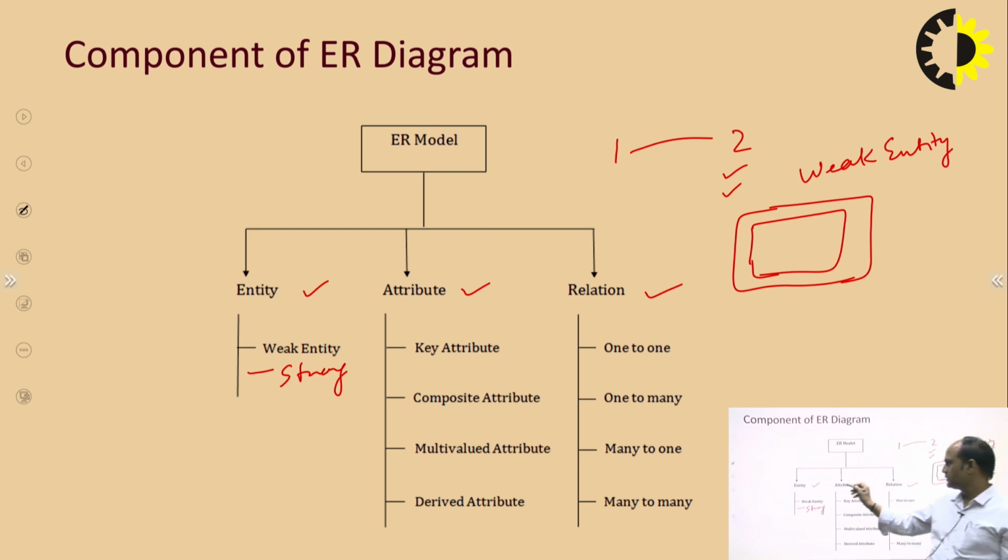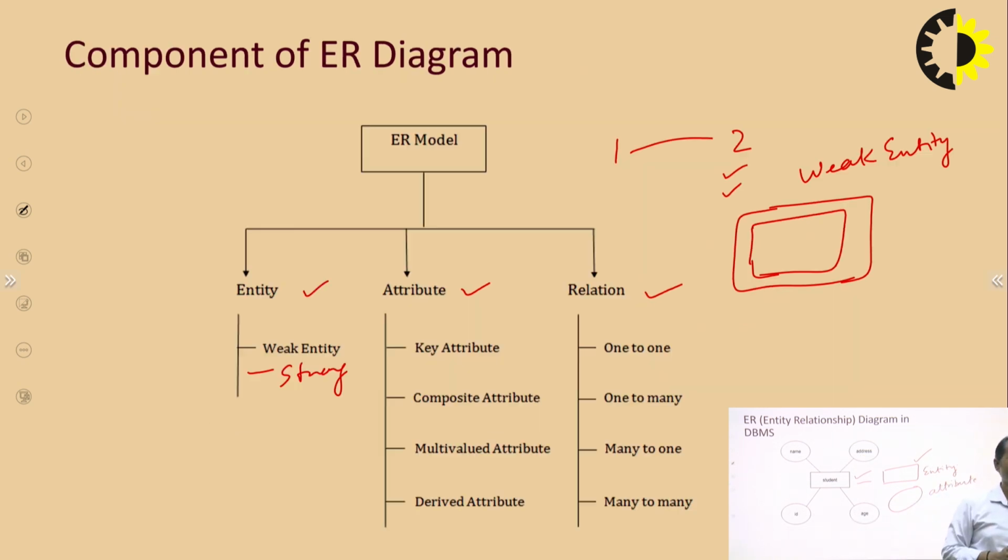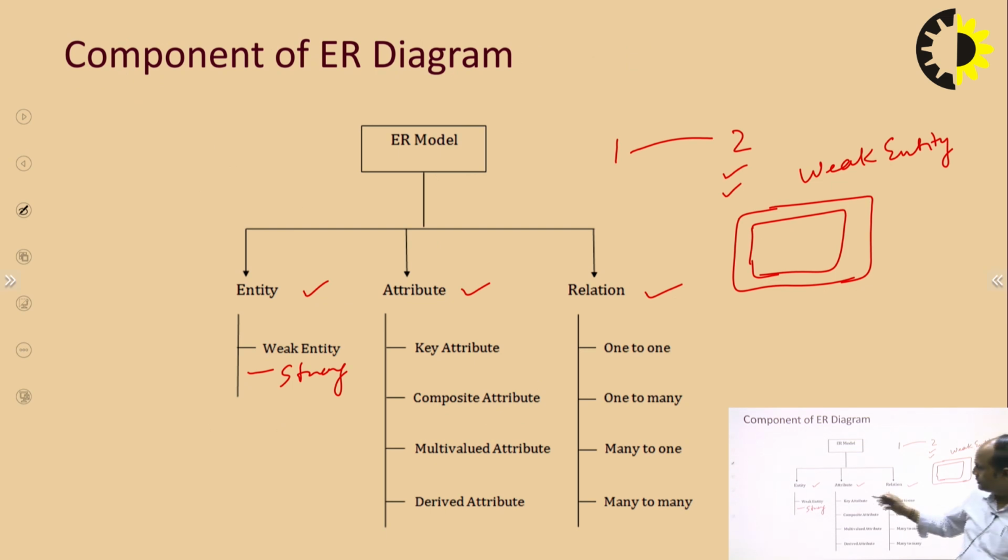Now the next part, that is attribute. What is an attribute? An attribute defines the characteristic of a particular entity. If we have a student entity, then name, address, age and ID are called attributes. Attributes are of four types: key attribute, composite attribute, multi-value attribute and derived attribute.